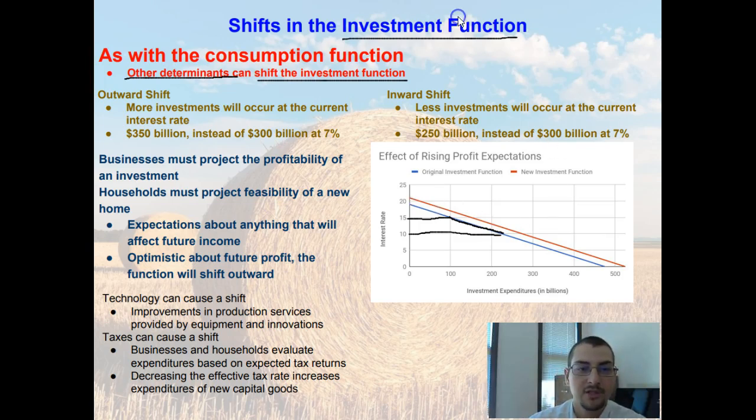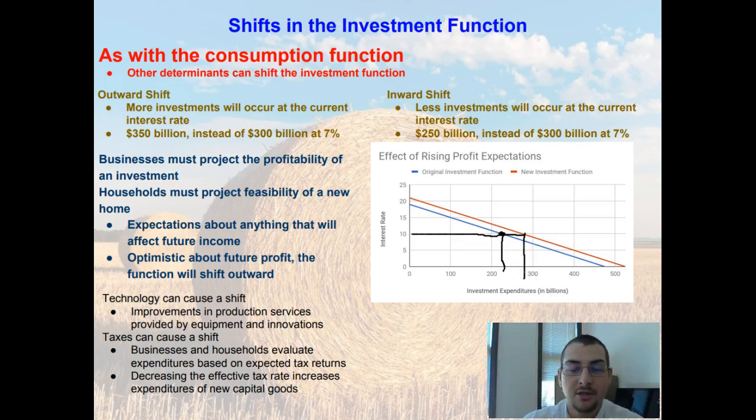You can always tell when a shift occurs because at 10%, we might have been going about with an investment expenditure of, say, $225,000 or $250,000. But now all of a sudden something changes and we shift that line outwards, and still at 10%, our interest rate never changed, but we're now having about, let's say, $275 billion worth of investment expenditures. We're still at 10%, and before we were at about $225 billion, but now at the same interest rate, nothing really changed.